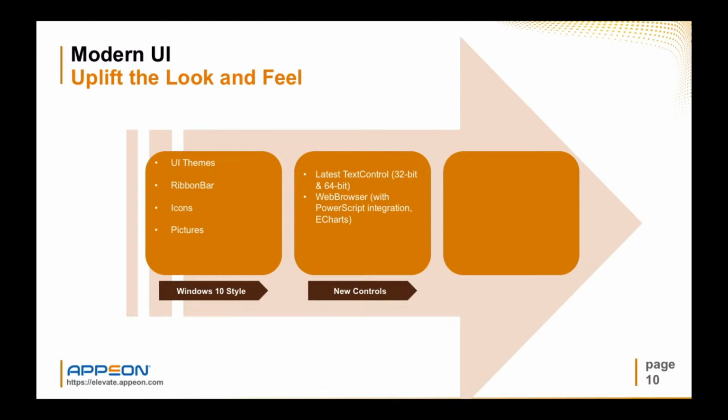We've also replaced the OLE web browser that is based on Internet Explorer with a new web browser control based on Chromium. Aside from Chromium being far more secure than Internet Explorer and properly supporting the latest web technologies such as HTML5, it can now support integration between JavaScript and PowerScript. For example, you can pull data from PowerBuilder applications or databases and then utilize a charting library such as Google Chart or eCharts to present powerful graphical charts.